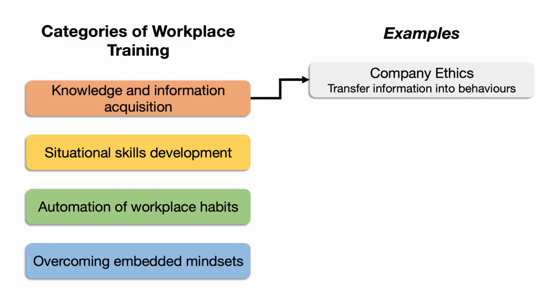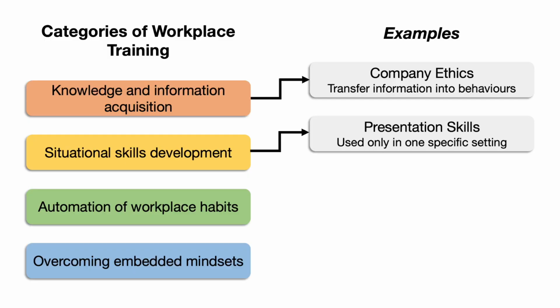Here are some examples. Knowledge and information would be something like ethics or company values training that would rely a lot on people individually applying knowledge and converting ideas into personal behaviors. Another example is to do with situational skills or skills that can only be used in one setting, such as giving a presentation or performing a customer service task.